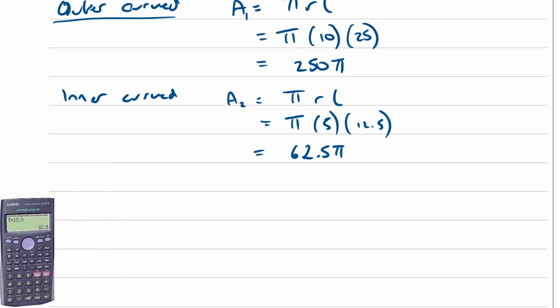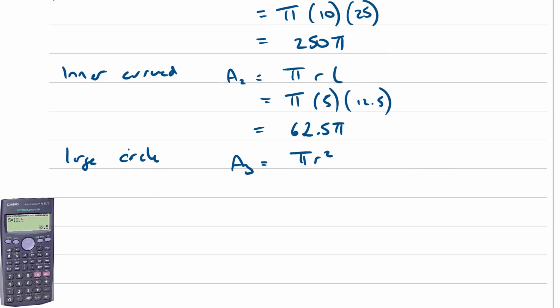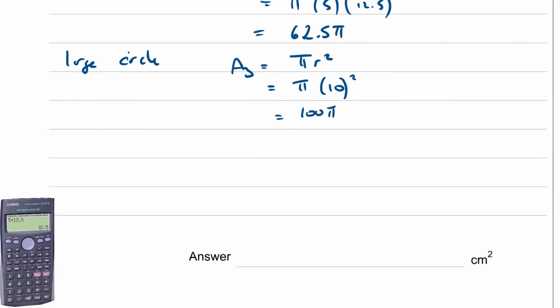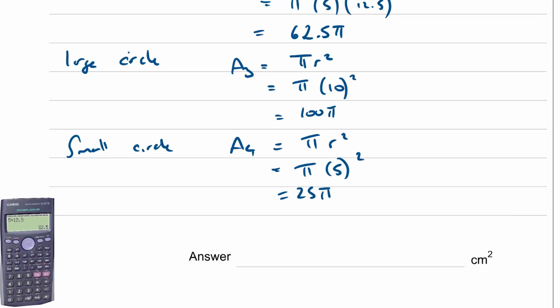So large circle, A3 is going to be pi r squared with a radius of 10, so that's going to be pi times 10 squared, which is 100 pi. And then the small circle, which we can call A4, is going to be pi r squared again, where the radius is 5. So that's going to give me 25 pi.